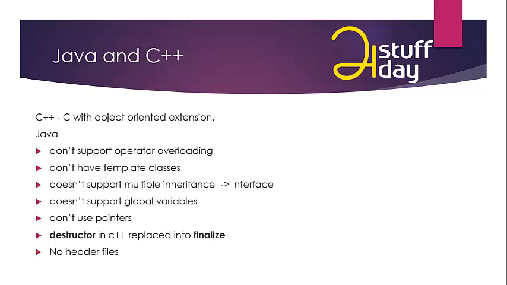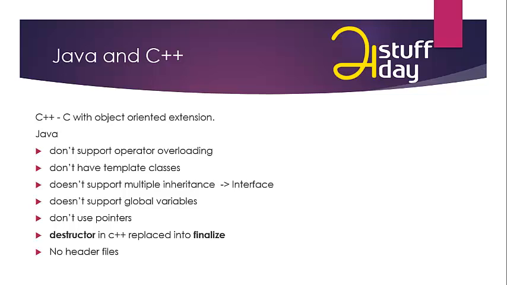So now let's see about Java and C++. C++, the name comes because C with object-oriented extension. That plus plus symbol denotes that C with object-oriented extension. If you consider Java, it doesn't support operator overloading, which C++ supports. It doesn't have template classes. It does not support multiple inheritance, and multiple inheritance is overcome by interface in Java.